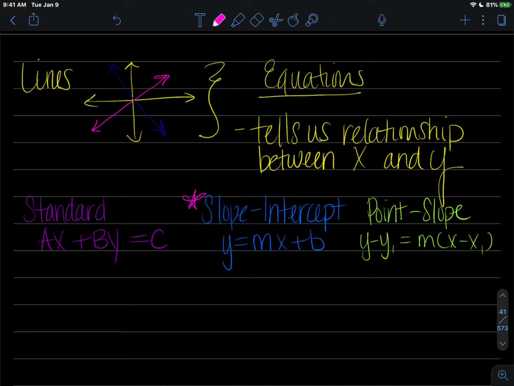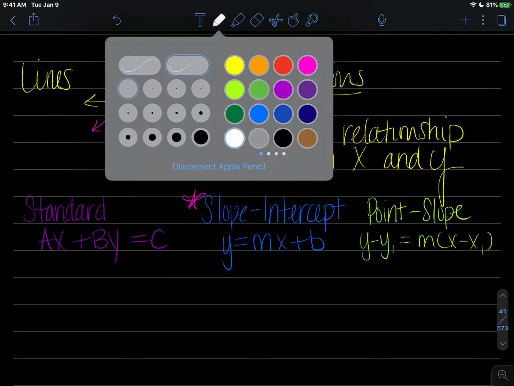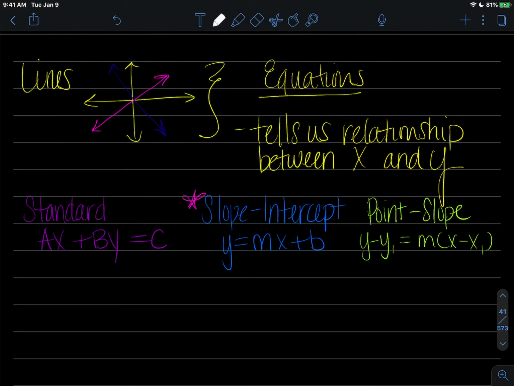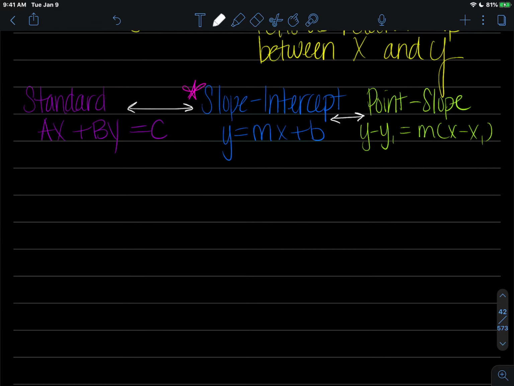So let's talk about a little bit of the interplay between these. You can actually switch back and forth between all of these. All you have to do is maybe move stuff, divide, multiply, add, subtract, okay? And you can end up getting in between all three of these forms. So let's talk about what their features are, okay?